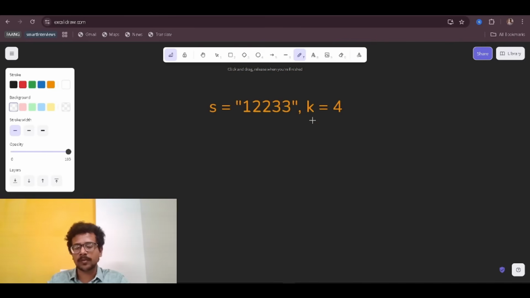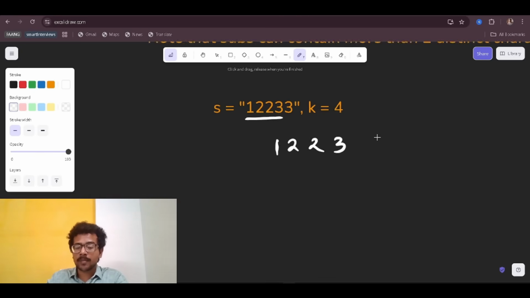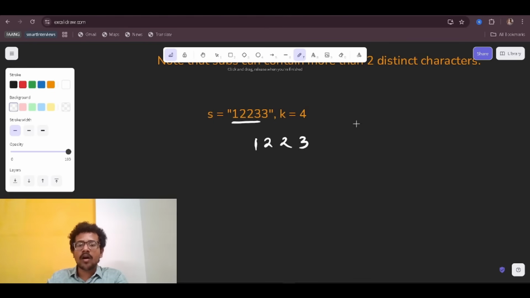1 double 2 double 3. K is 4. So, what I am doing is just considering the first substring which is of size 4. Let me write it: 1 double 2 3. If I need the maximum difference, then odd frequency should be maximum and even frequency should be minimum, right? So max odd minus minimum even.